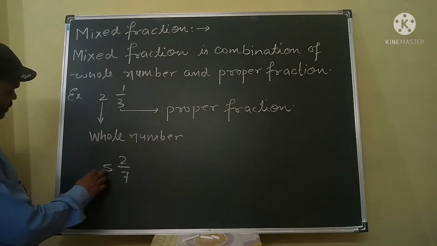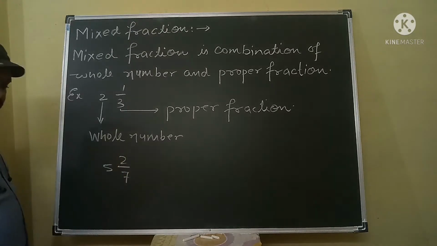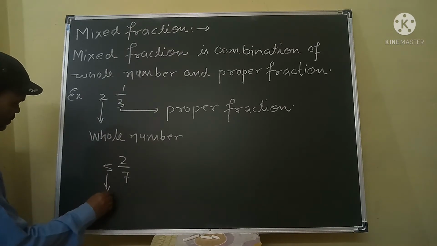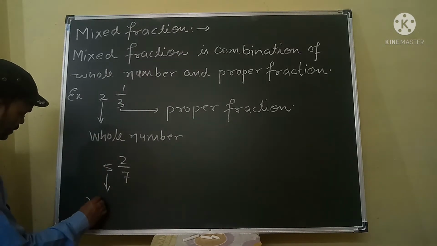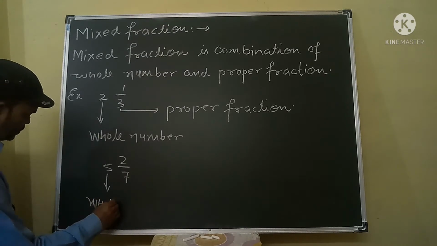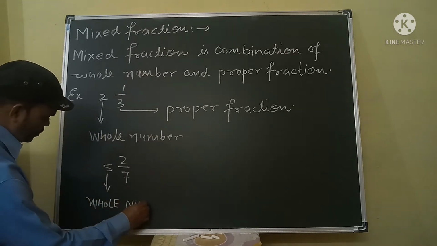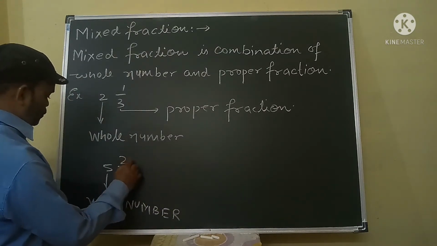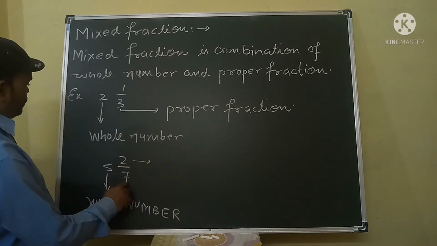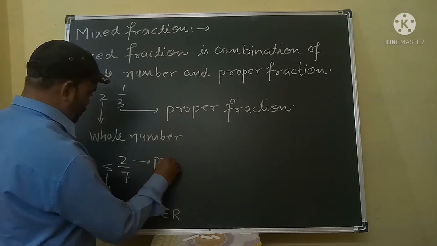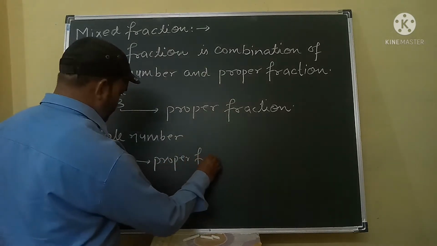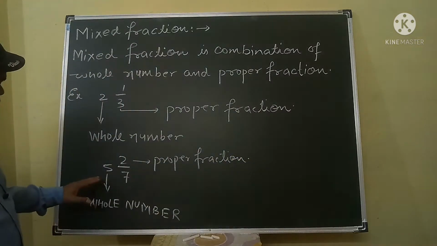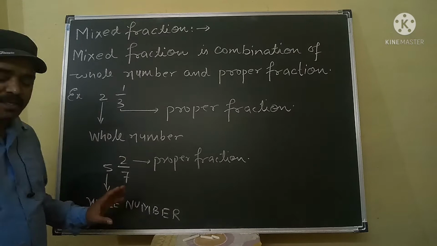So this is 5 and 2 upon 7. In 5 and 2 upon 7, 5 is the whole number, and 2 upon 7 is a proper fraction. Okay, so this is an example of a mixed fraction.